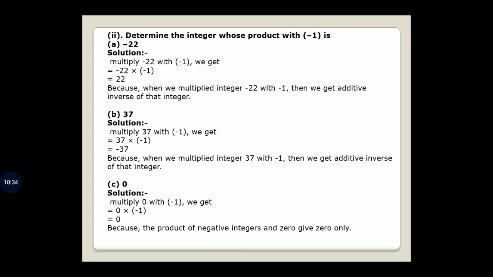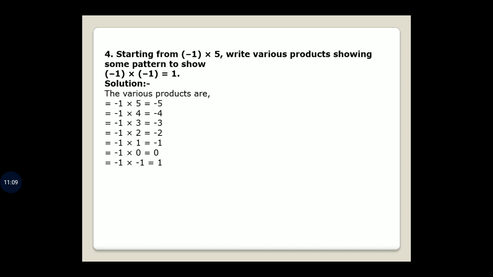B, 37. Solution: multiply 37 with minus 1. We get 37 into minus 1 gives you minus 37. Because when we multiplied integer 37 with minus 1, then we get additive inverse of that integer. Question C, 0. Solution for this problem is multiply 0 with minus 1. We get 0 into minus 1 is 0, because the product of any integer multiplied by 0 gives you 0. Here the product of a negative integer and 0 gives only 0.